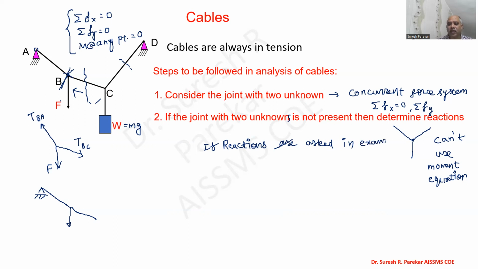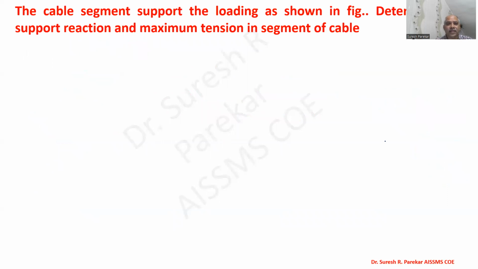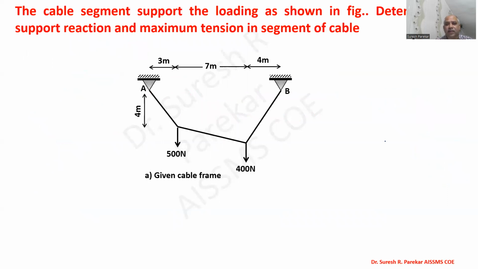So now we will solve two university exam problems. First: three cable segments support the loading system as shown in the figure. Determine the support reactions and the maximum tension in the cable segments. Now, where will we get the maximum tension, maybe in this cable or maybe in this cable? Which cable will it be? Let me say we have this as theta 1 and this as theta 2.